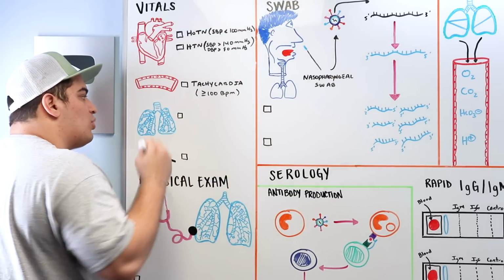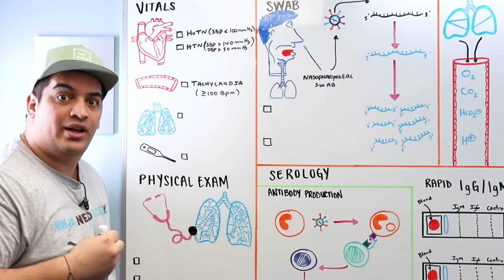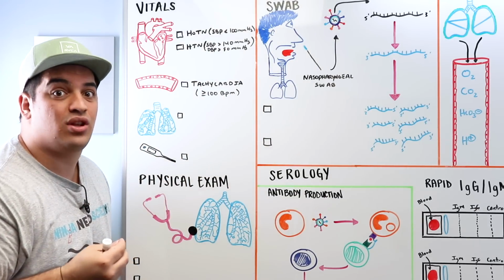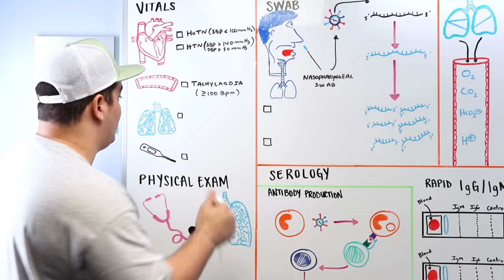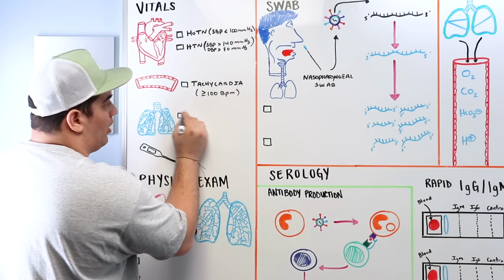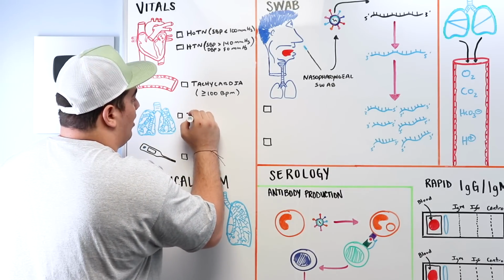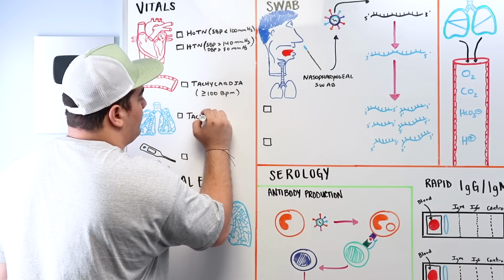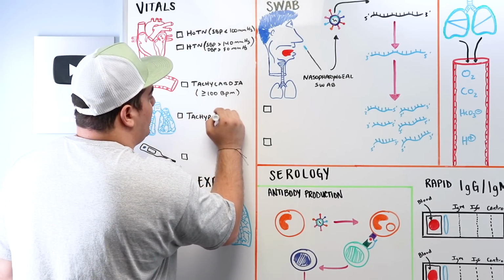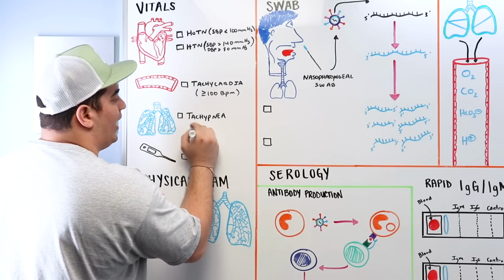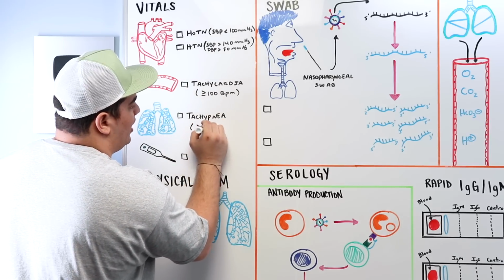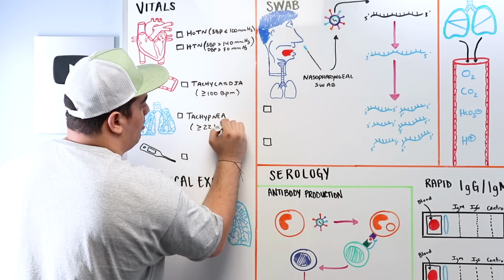Next thing, we also want to check their respiratory rate. Are they breathing really rapidly? Are they breathing very slow? At what point are they in this situation? So the other thing that we want to look for, are they breathing really heavy and really rapidly? And that could be a sign of what's called tachypnea. And tachypnea is an increased respiratory rate. Let's say that they're breathing greater than or equal to 22 breaths per minute.